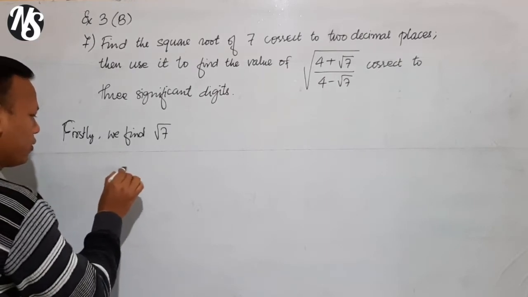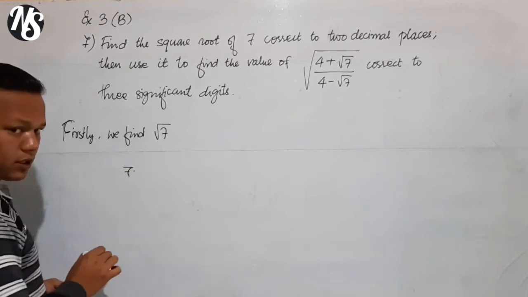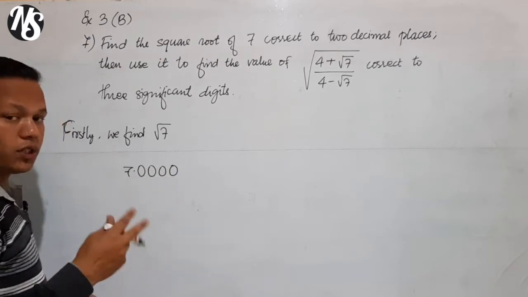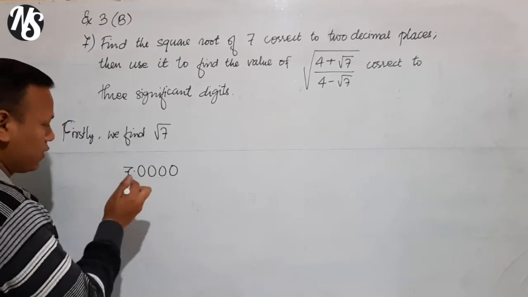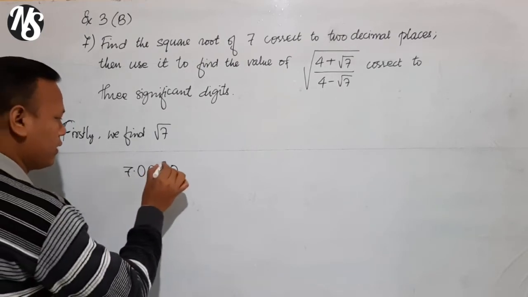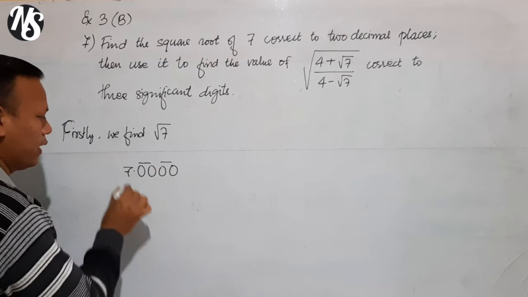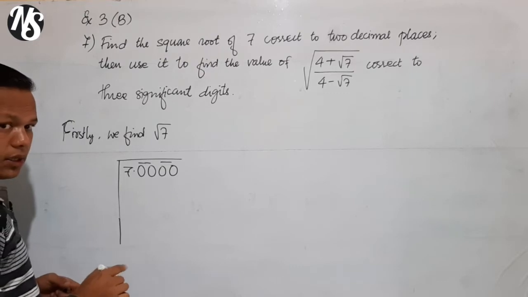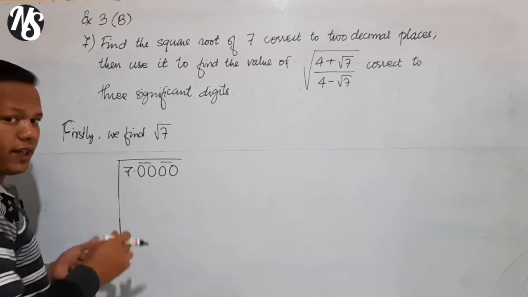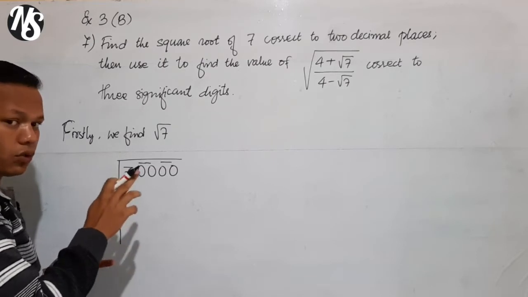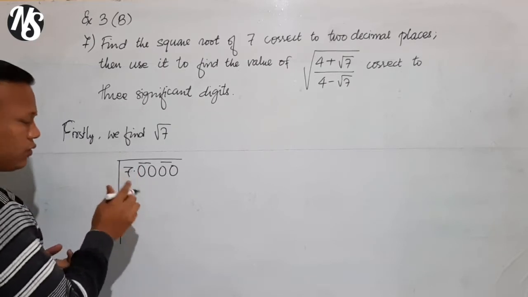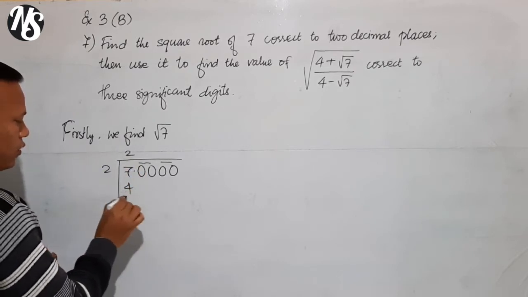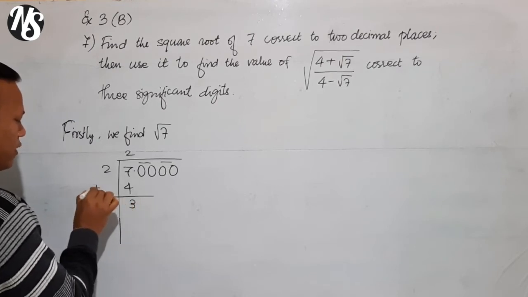Correct up to 2 decimal places means we'll put a decimal and we'll put how many zeros? 4 zeros, because we want 2 decimal places and double of 2 is 4. So that's why after decimal there should be 4 digits and pair them up. Now let's divide. If you want to divide 7, you have to do 2 into 2. 3 into 3 becomes 9, which is greater than 7. So you have to do 2 into 2. So if I do that, it becomes 4. When you subtract, you get 3 and you need to add 2 here.